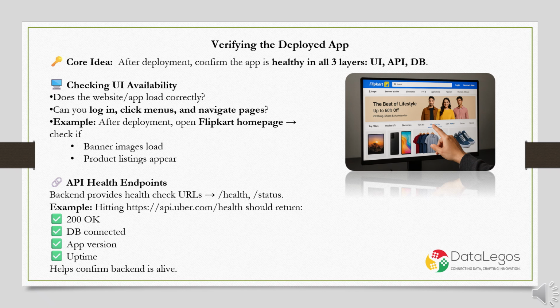API health endpoints. The second layer is the API. Most modern applications expose health check URLs like /health or /status. For example, hitting https://api.uber.com/health should return a 200 OK response, confirm that the database is connected, show the app version, and even uptime. This tells us that the backend is alive and running as expected.